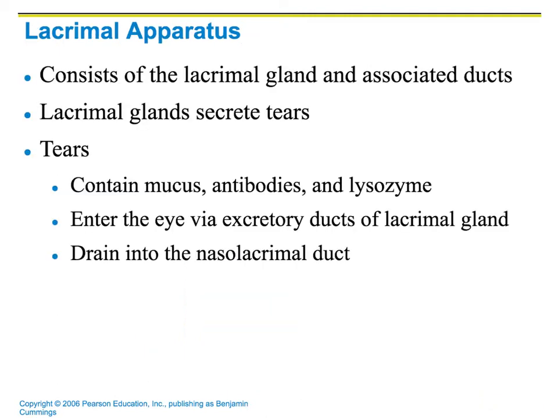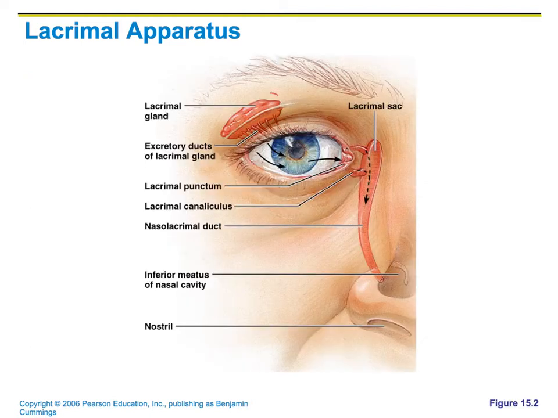Another accessory structure is your lacrimal gland and ducts, which is your tear-making apparatus. It is located above the eye, designed for tears to wash across the eye and to drain into the duct and into the nasal cavity.